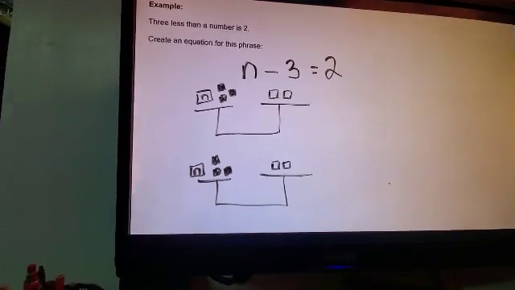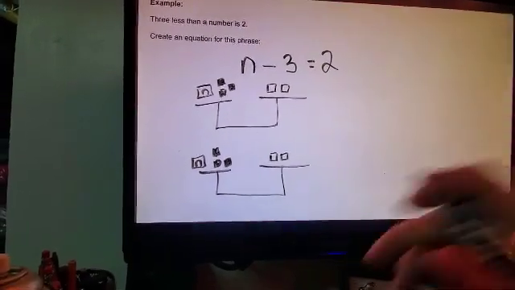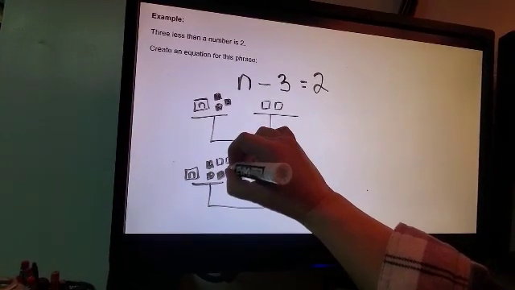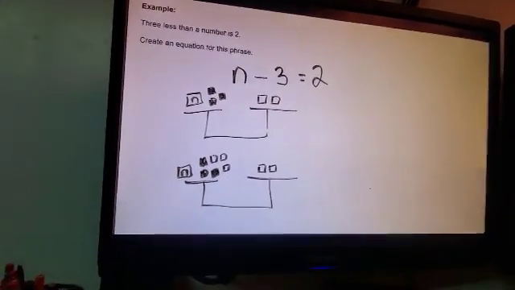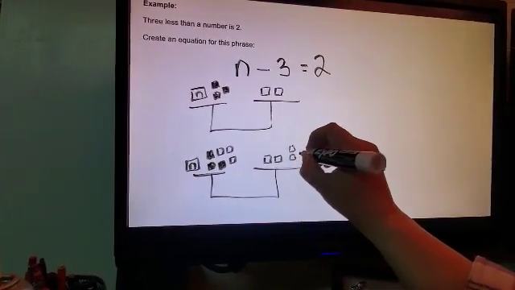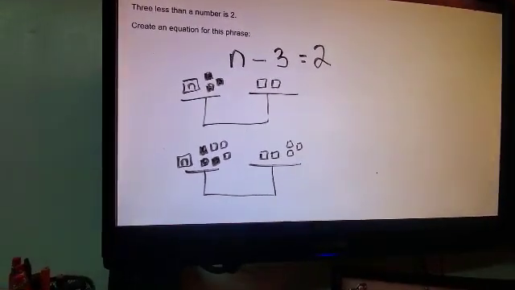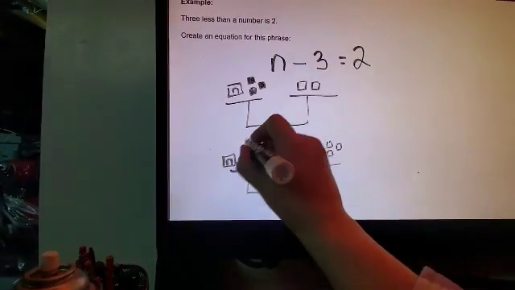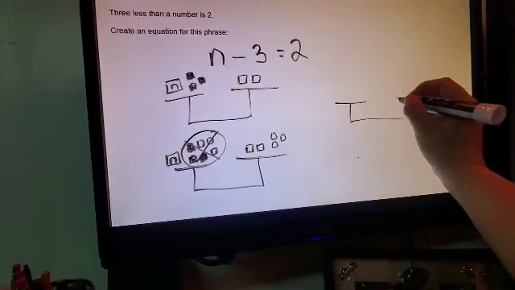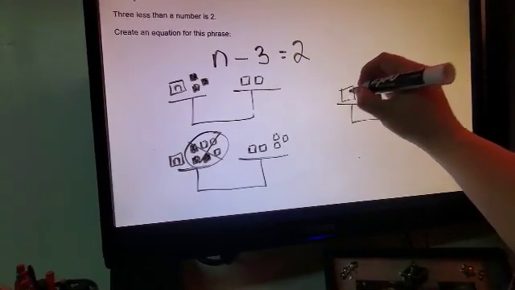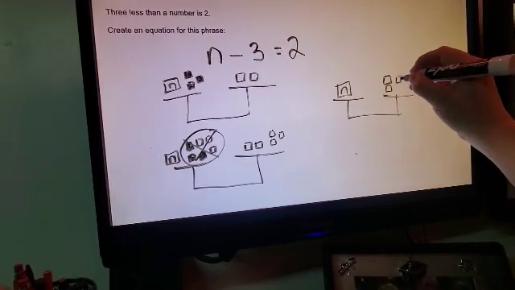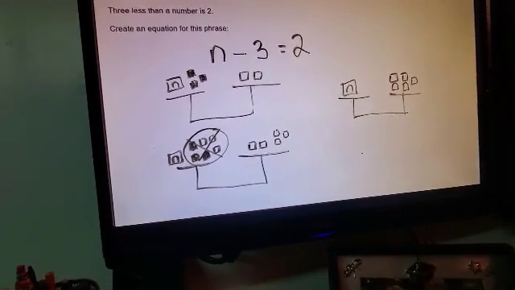Okay, so now what we're going to do is we're going to get n by itself. So we have to add 3 white tiles. What we do to this side, we have to do to the other. So let's add 3 white tiles over here. So what happens here is these ones cancel out, and we are left with n equals 5.